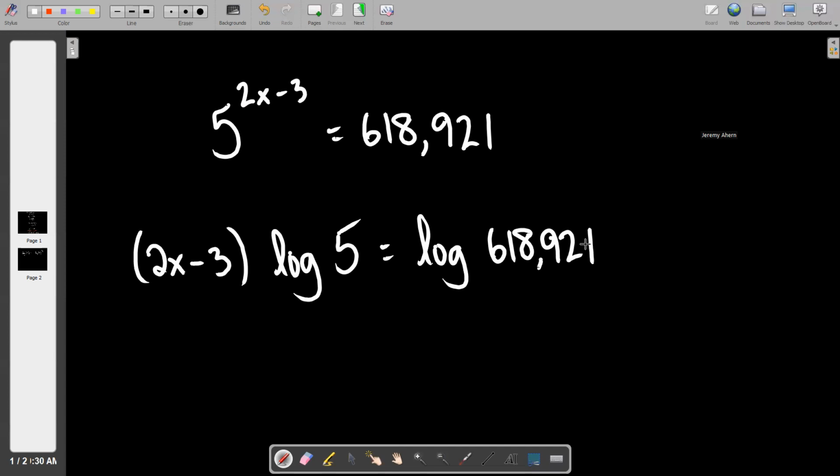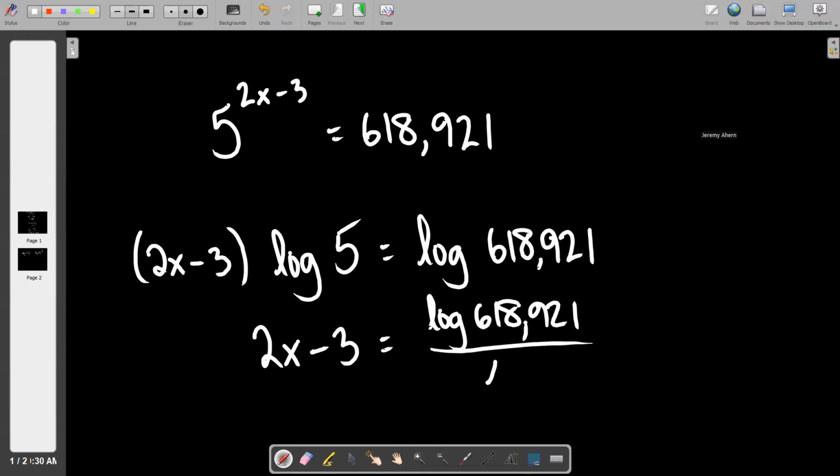And that's going to free up the 2x minus 3. I'm going to show some work here that you don't necessarily need to show, but this is what it would now look like: 2x minus 3 equals log of 618,921 divided by log of 5.